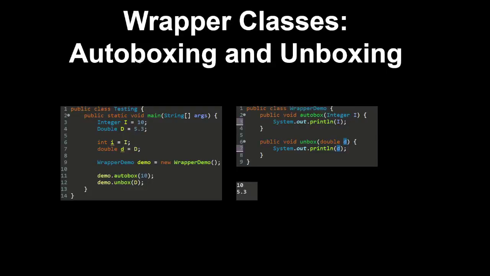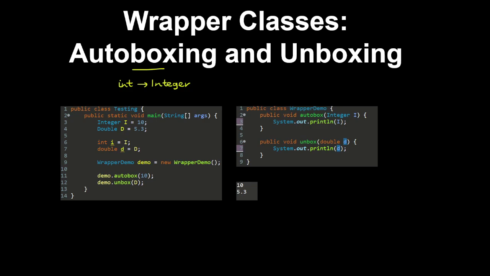Today we'll look at autoboxing and unboxing. Autoboxing is the automatic conversion that the Java compiler makes between a primitive type, such as int, to its corresponding object wrapper class, which in this case is the Integer object.